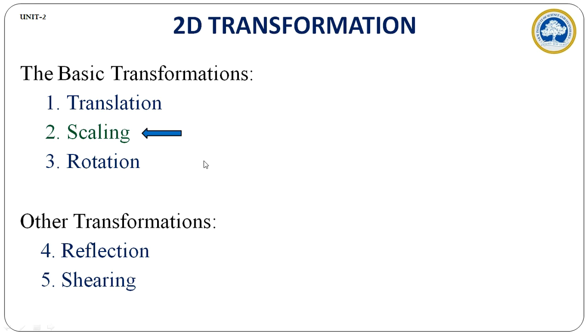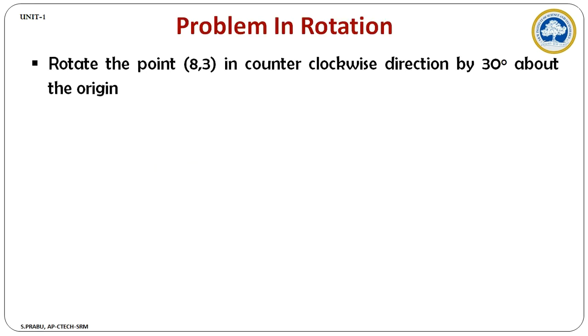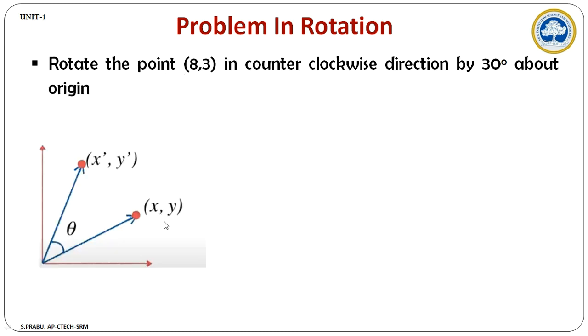Let's move to the next transformation called rotation. Rotation is nothing but moving the object in a circular manner. So we need an angle and the pivot point. Here the pivot point is the origin and the object coordinates are given. Here the object is a single point. I try to visualize this problem. So 8, 3 may reside in this location, that is called x, y.